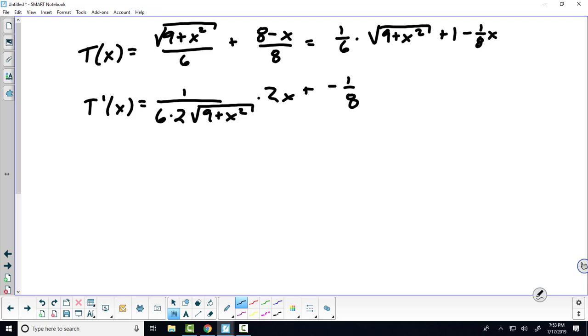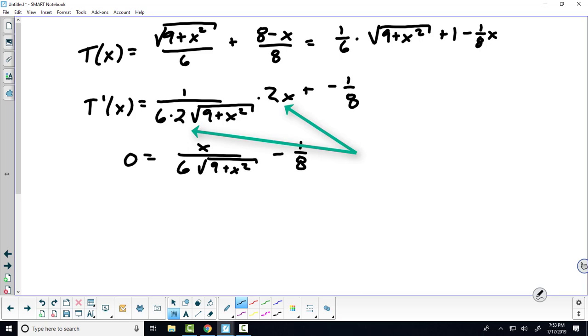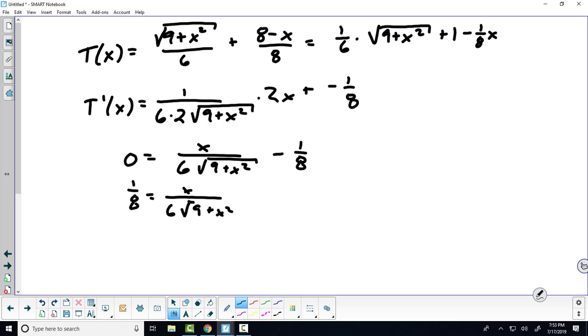Well, the critical numbers in this case are going to come where it's 0. So we end up with 0 is equal to x over 6 square root of 9 plus x squared minus an 8th. Where did the 2's go? Okay, they canceled. So we get 1/8 is equal to x over 6 square root of 9 plus x squared.